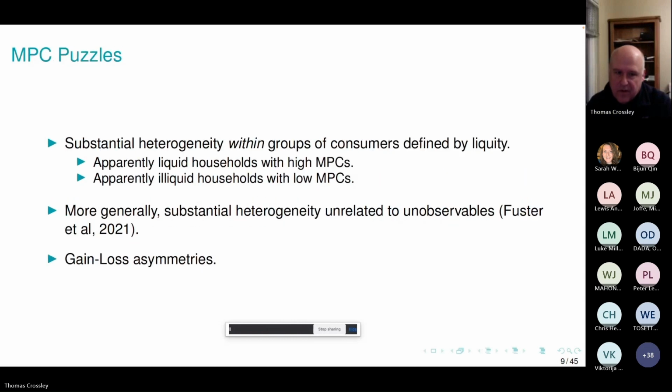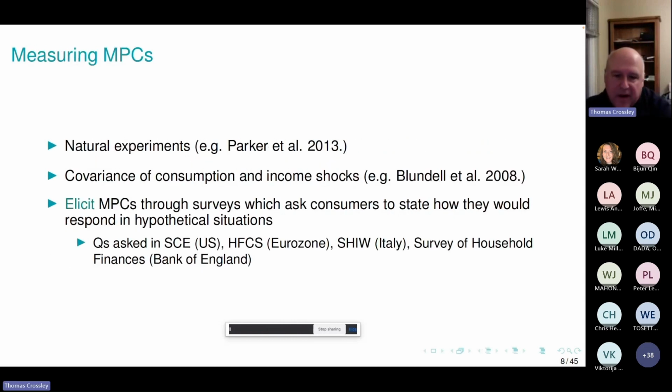Because of those reasons, such questions are now asked in a lot of surveys: the well-known Survey of Consumer Expectations run by the Fed in the US, and comparable surveys run by the European Central Bank, the Italian Central Bank and the Bank of England. So these questions are now quite prevalent.